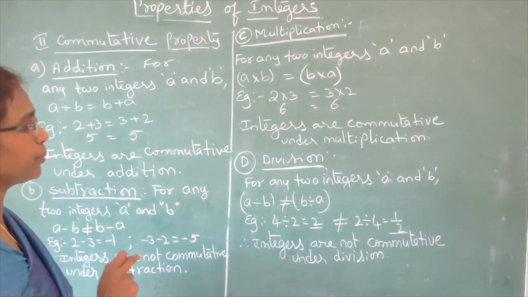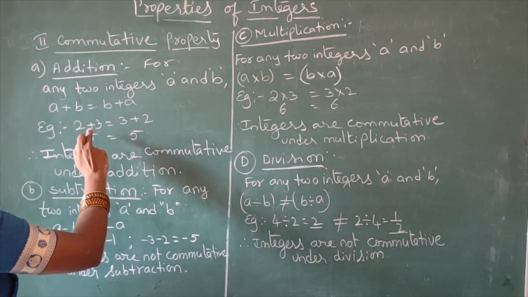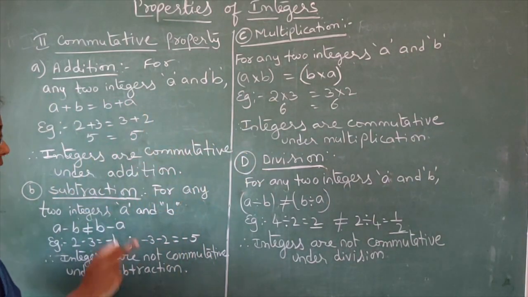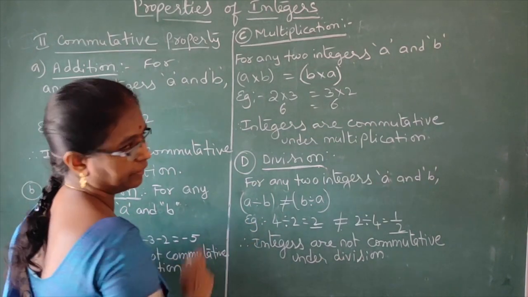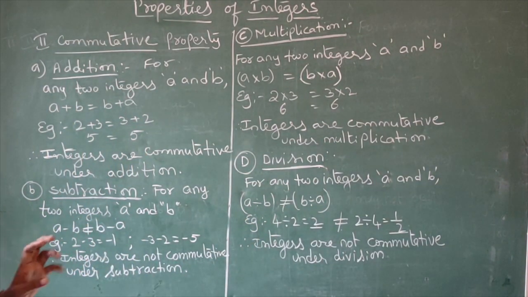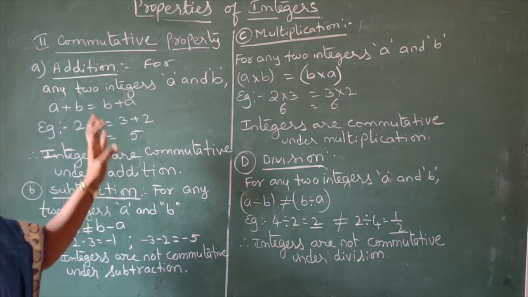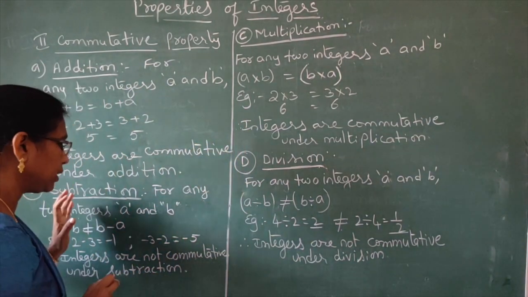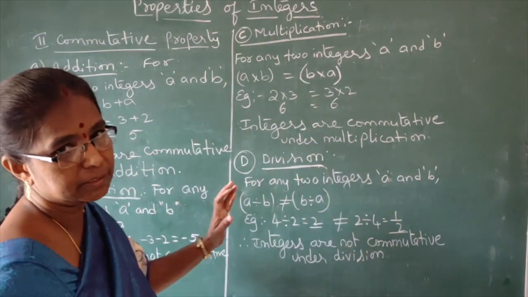Now in commutative property, it is applicable only for addition and multiplication. It is not applicable for subtraction and division. Then what is the commutative property for integers? Among the 4 operations, only for addition and multiplication it is applicable, and it is not applicable for subtraction and division.